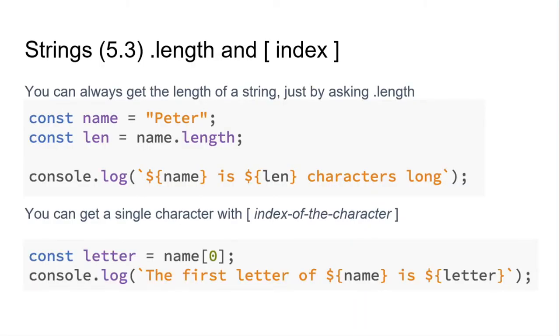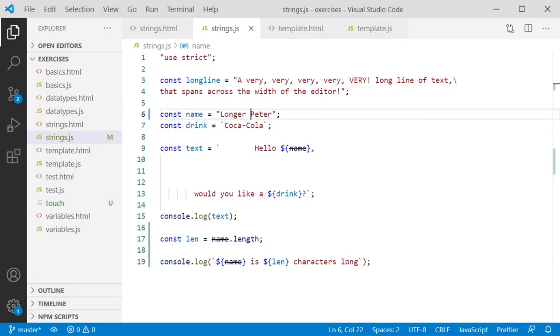We can always get a single character with square bracket, index of the character, square bracket. So if we say a letter, name index 0, then we would get the first one, which is of course 0. So the first letter of name is this letter, and that would of course be a P. So let's try that.